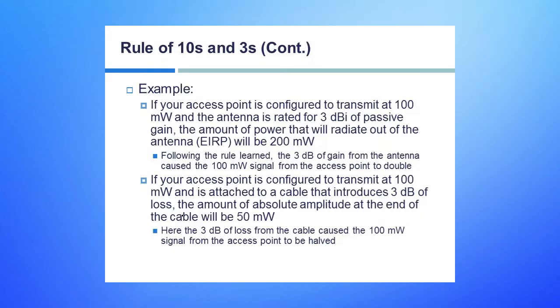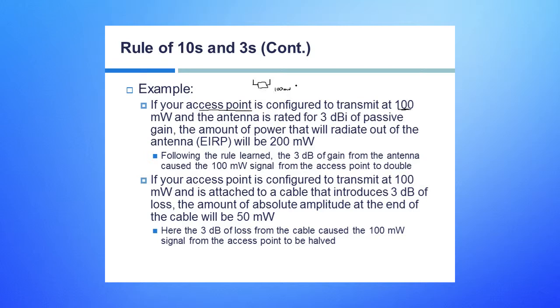So before I show you the math and take you through some story problems, if you would, let's just talk about the rules of 3 and 10. So right now, let's say you have an access point, and that access point is configured to transmit at 100 milliwatts, as you see over here. So it's going to transmit its power at 100 milliwatts.